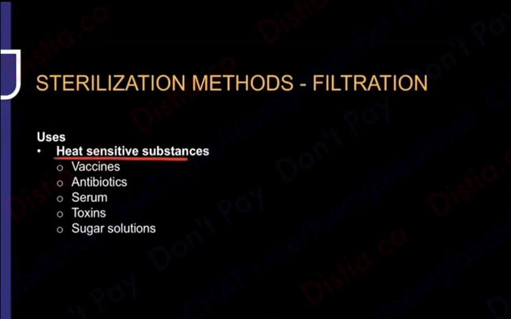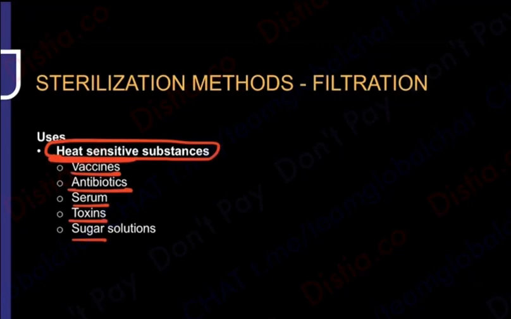So all the heat sensitive substances means all the substances which I couldn't do by dry and moist heat, because in my heat exposure I did not need. Like for serum and sugar solutions have a major problem with heat. Toxins, you cannot expose them to a lot of heat. Antibiotics and vaccines, everything that is heat sensitive, I don't go in for the dry and moist heat. I prefer to filter it out. That's a better modality for them.